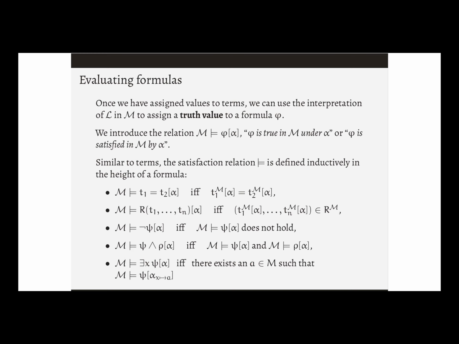Formally, that means we can find an a in M such that if in our assignment we now evaluate x to a, then that formula under this assignment becomes true in M. So this is just a formal way of expressing the intuitively clear idea that an existential formula is satisfied in a structure if and only if you can find a witness for that existential quantifier.